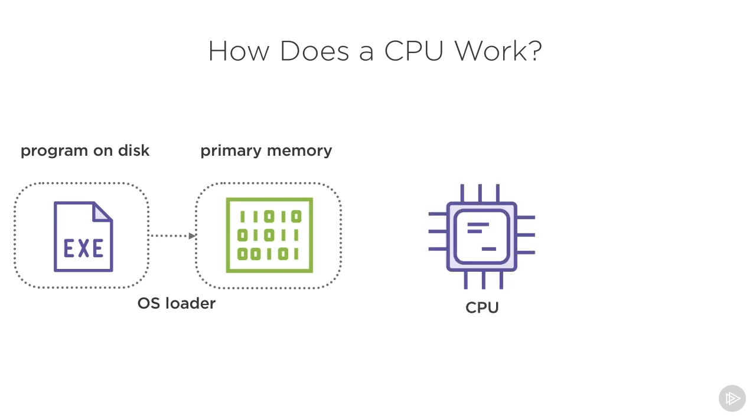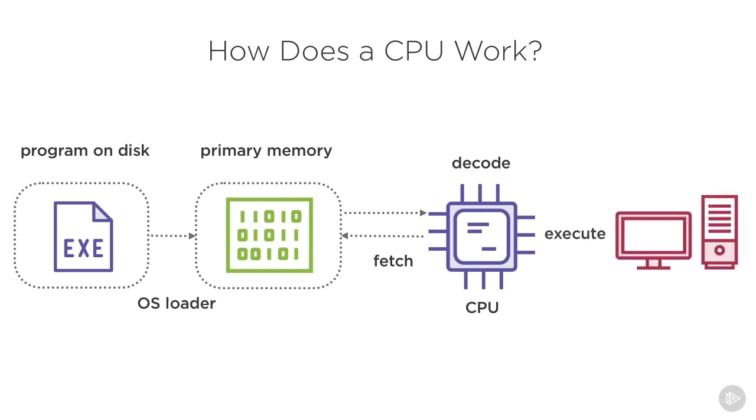It is notified of the entry point of the program, and it can fetch the first instruction out of memory. Once that instruction is fetched, it is then decoded and executed by the CPU. This in turn provides the functionality of the program, and this process repeats as long as the program is running.